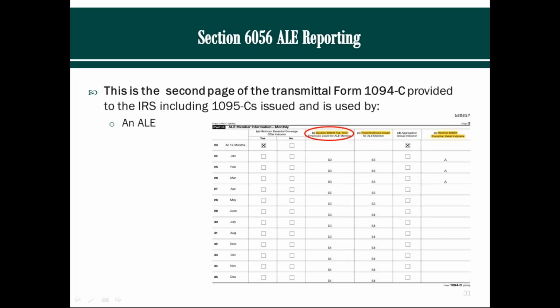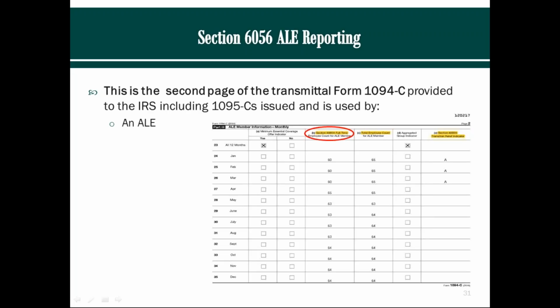The second page is the transmittal. This is where, again, you're reporting, and you'll report for all 12 months. Under column A, you report whether you offered minimum essential coverage or not. Under column B, you report your full-time employee count. Again, just full-time employees. A full-time employee, if they are in what's called an assessment period, you do not count them for that month.